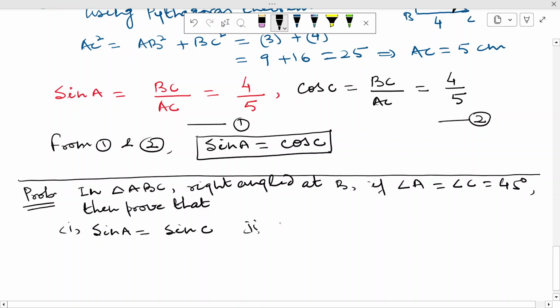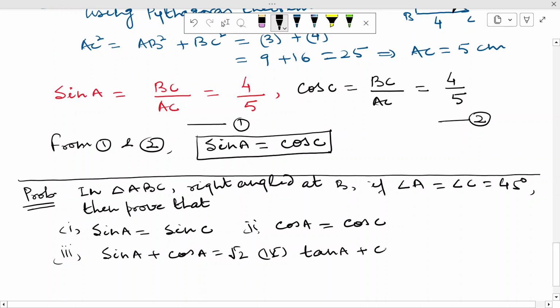Number 2, we have to show that cos of angle A will be same as cos of angle C. Number 3, we have to show that sine of angle A plus cos of angle A is root 2, and 4, we have to show that tan of angle A plus cot of angle A is same as 2.